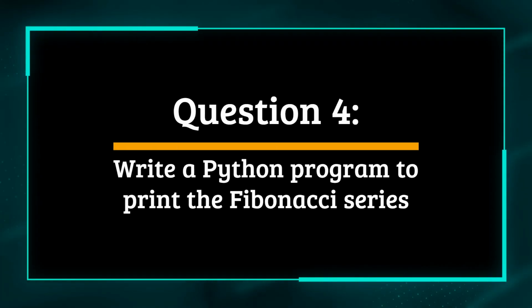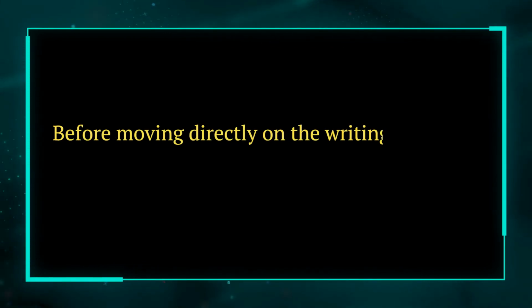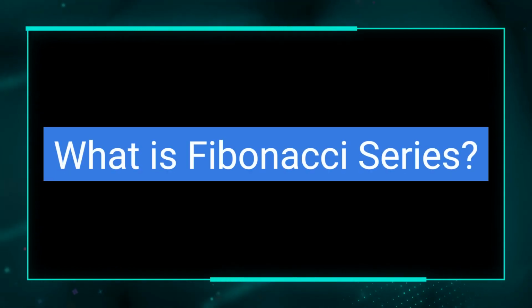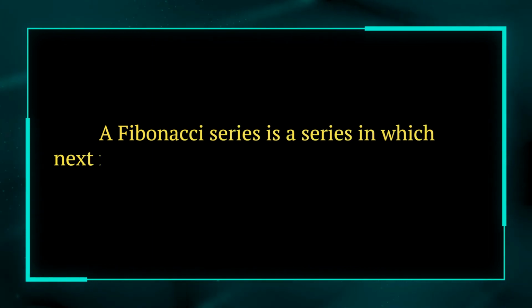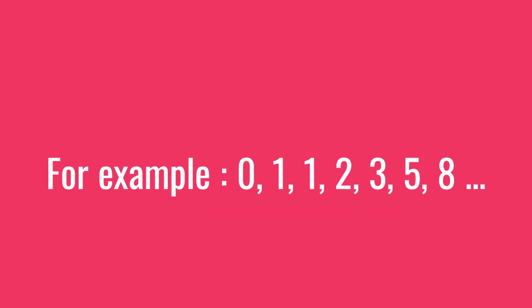Question 4. Write a Python program to print the Fibonacci series. Before moving directly on to writing the Fibonacci series program in Python, let's understand what the Fibonacci series is. A Fibonacci series is a series in which the next number is a sum of the previous two numbers. For example, 0, 1, 1, 2, 3, 5, 8. In the Fibonacci series, the first number starts with 0 and the second is 1, and then it grows like this.